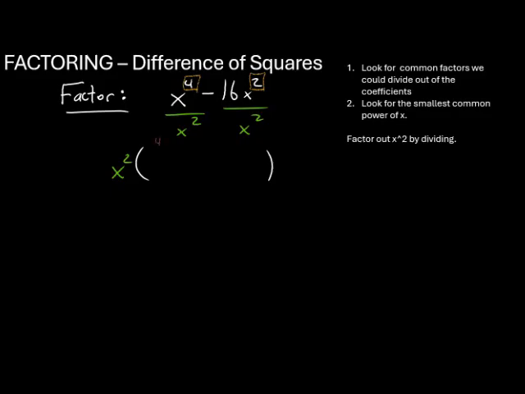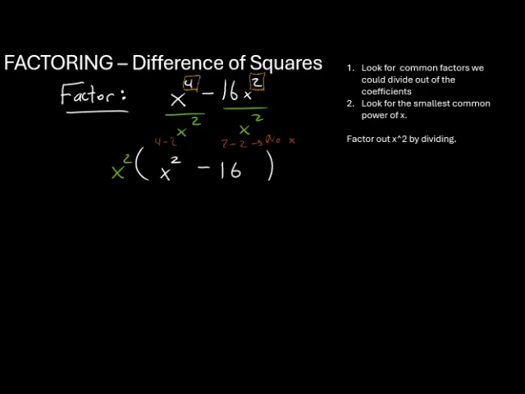Fourth power minus second power will give us x to the second power. And then negative 16x to the second power over x to the second power will give us second minus second, which means we will have no x at all. And we'll just write negative 16.